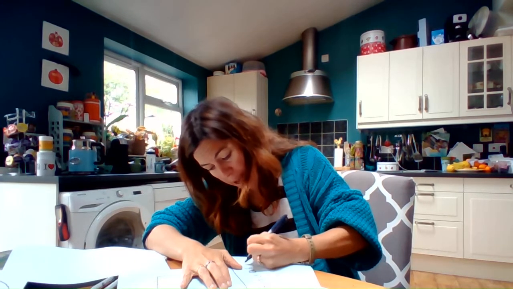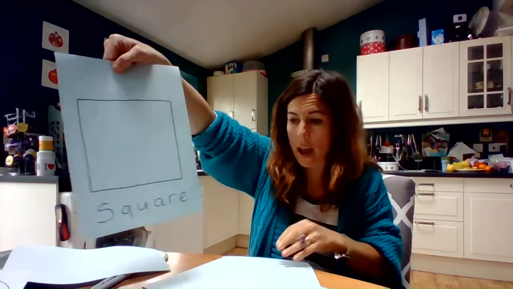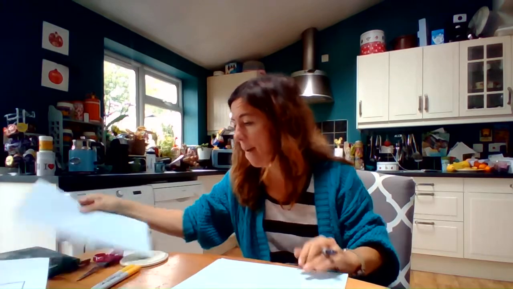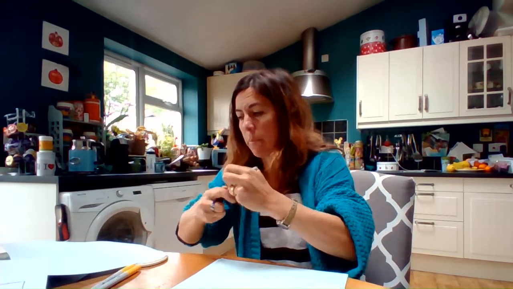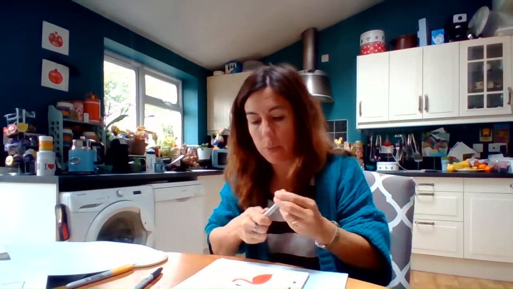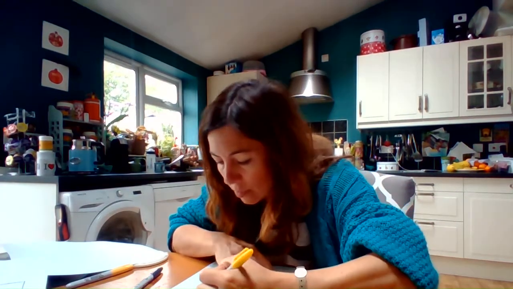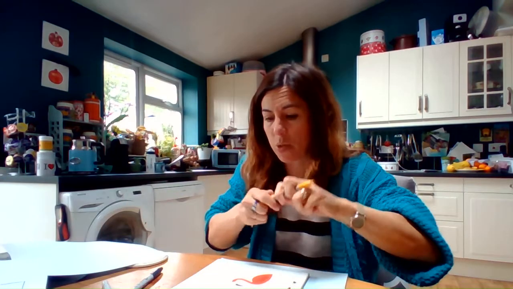Okay, so we've made circles and a square. All right, I'm going to make another square. This time I'm going to do it with the yellow and then have a trace. So, my square. Now, some of you might like cutting out as well as drawing.